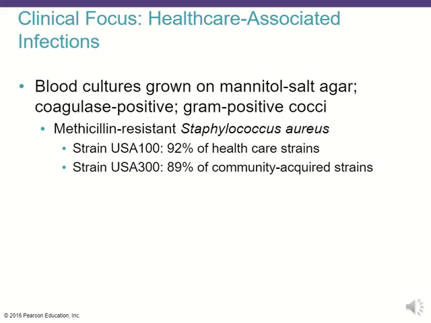As far as clinical focus, in the case of healthcare-associated infections, blood cultures grown on mannitol salt agar, coagulase-positive and gram-positive cocci, methicillin-resistant Staphylococcus aureus, which is the cause of 92% of healthcare strains. Or in the case of strain USA300, which is the result of 89% of community-acquired strains in healthcare-associated infections.